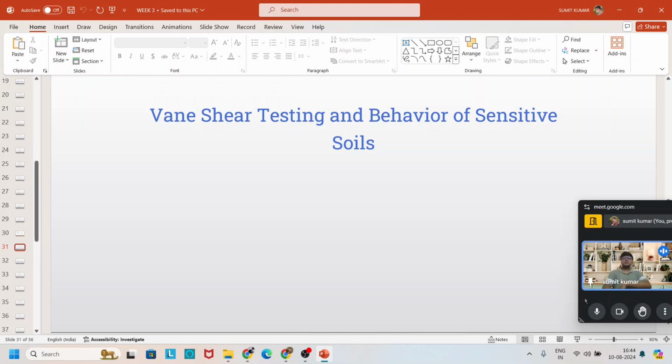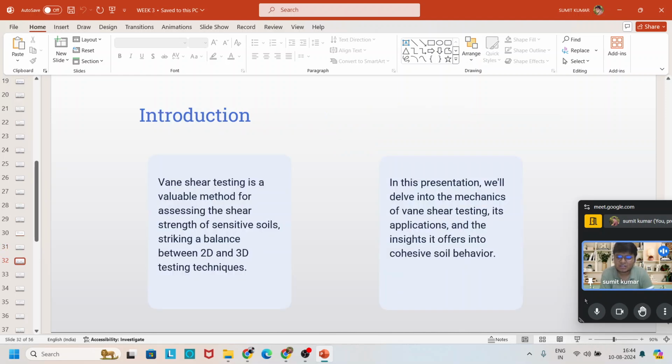Okay, so we will move ahead with the vane shear test and the behavior of sensitive soil. The vane shear test is a valuable method for assessing the shear strength of sensitive soil, striking a balance between the two-dimensional and three-dimensional techniques. As you know, we have talked about the direct shear test and the triaxial test. In the triaxial test, the exact three-dimensional aspect is achieved, but that is not the case with the direct shear test. So it is in between those two aspects, 2D and 3D.